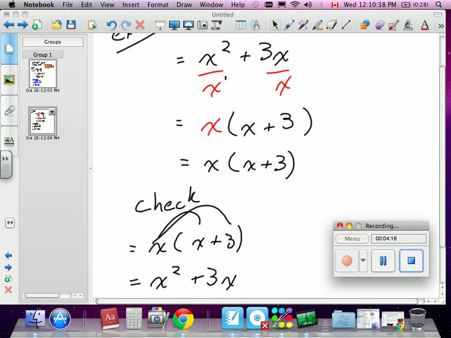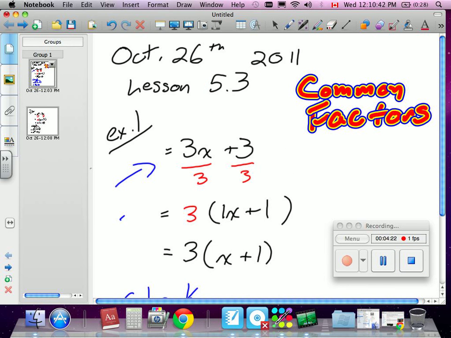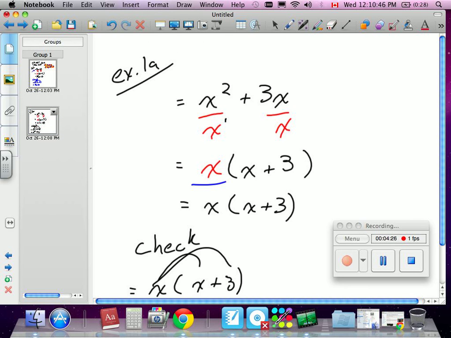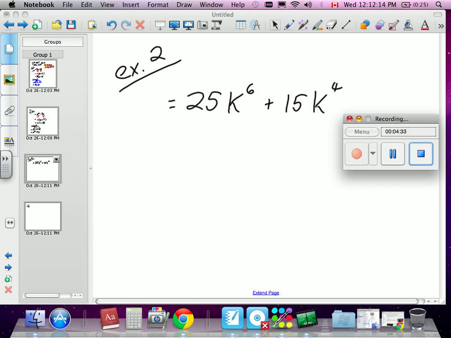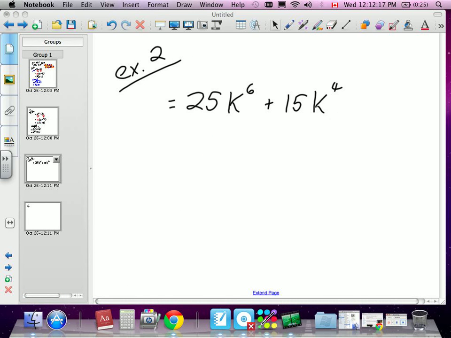That means we could take numbers out, which is what we did in the first one. We took the number 3 out. Or you could take a variable out. You can factor by both. In fact, you can do both at the same time. We're going to work on that. All right, our next example, we look at these terms.